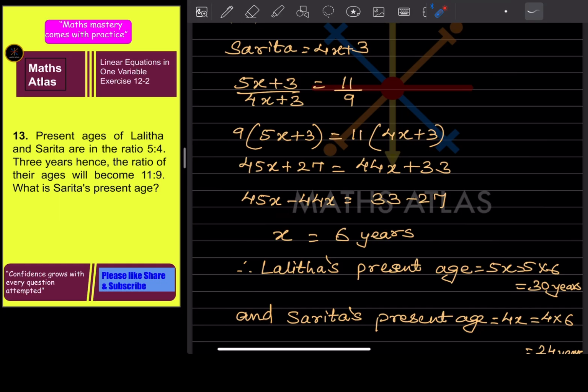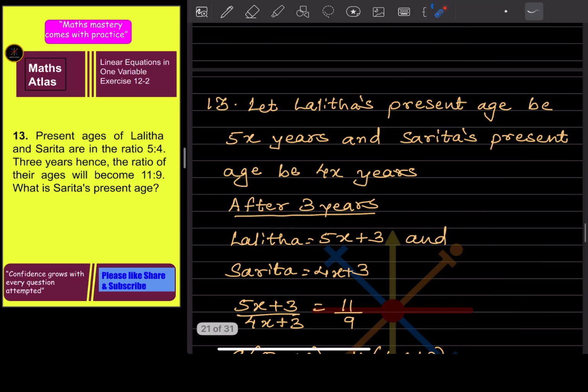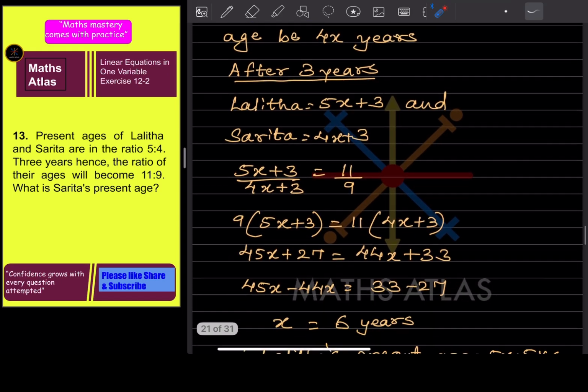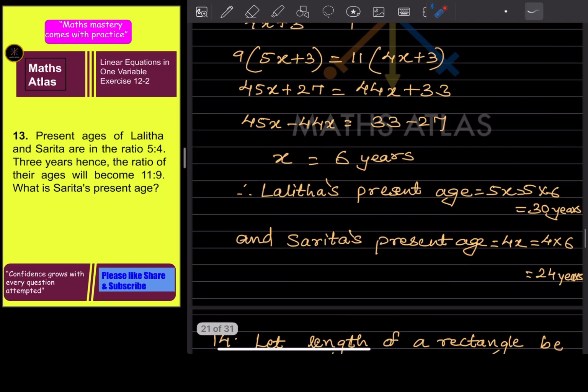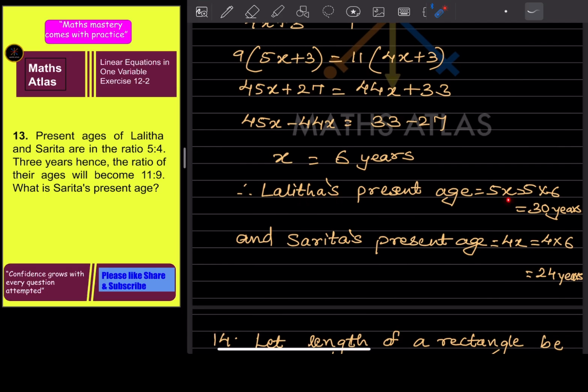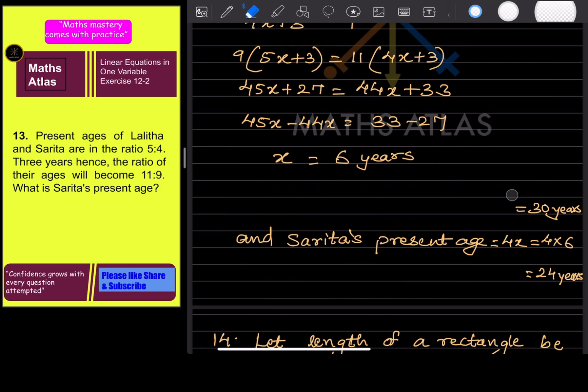So we have considered Lalita's age as 5x. So we got x as 6 years. So Lalita's present age is 5x, which will be 5 into 6. In place of x, we'll put 6, which is 30 years. Here they ask for Sarita's present age, so you don't have to find this one. Sorry for that. You just want Sarita's present age. But if they ask for both, you can do this one.